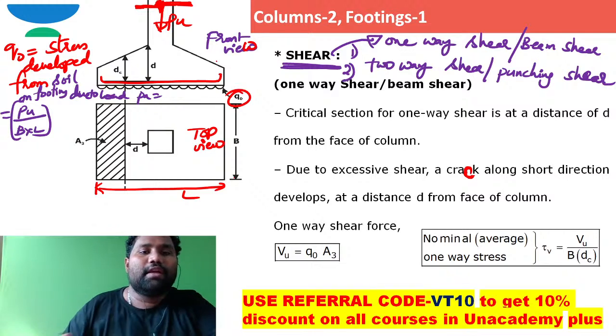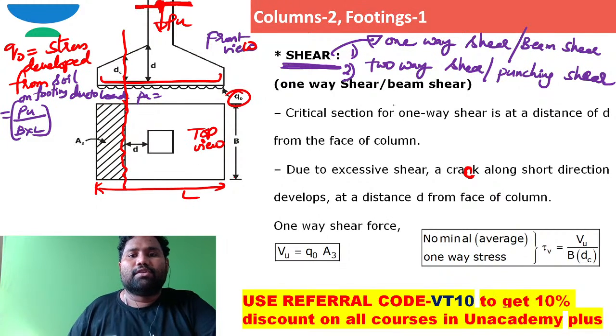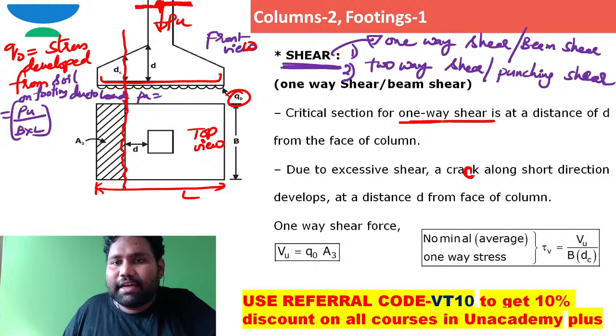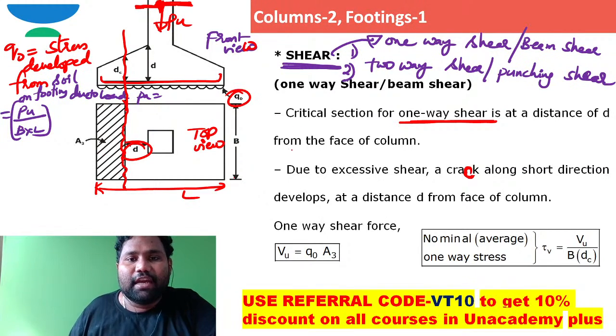Now in this front view, from the face of the column, the shear crack will definitely happen at an angle of 45 degrees from the face of the column. This is how the crack will get started. This is the top view and this is the front view. So the critical section for one-way shear is at a distance of d from the face of the column.